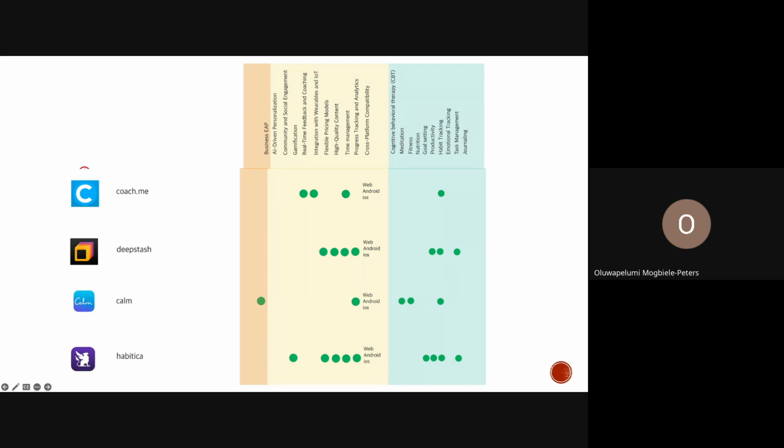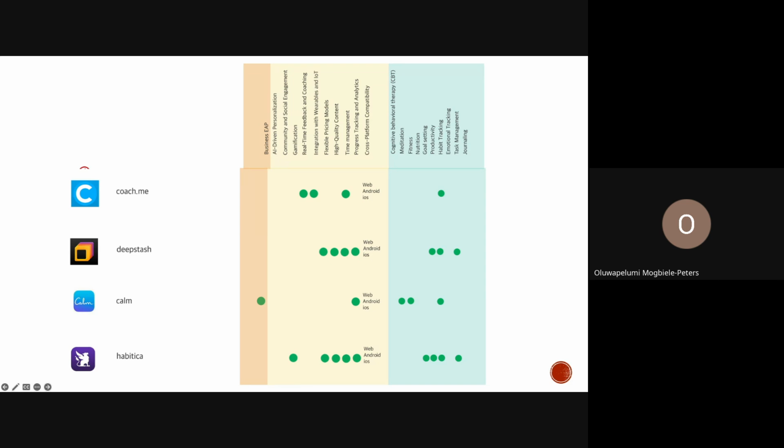How many people know Calm here? Has anybody used any of these products here? Oh, I have a long way. Wow, interesting. That's good. It's fine. It's okay. That's good.